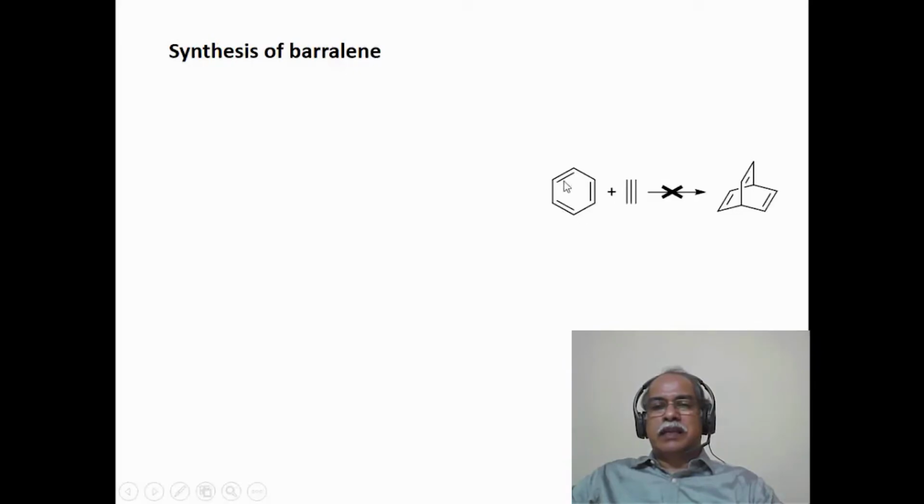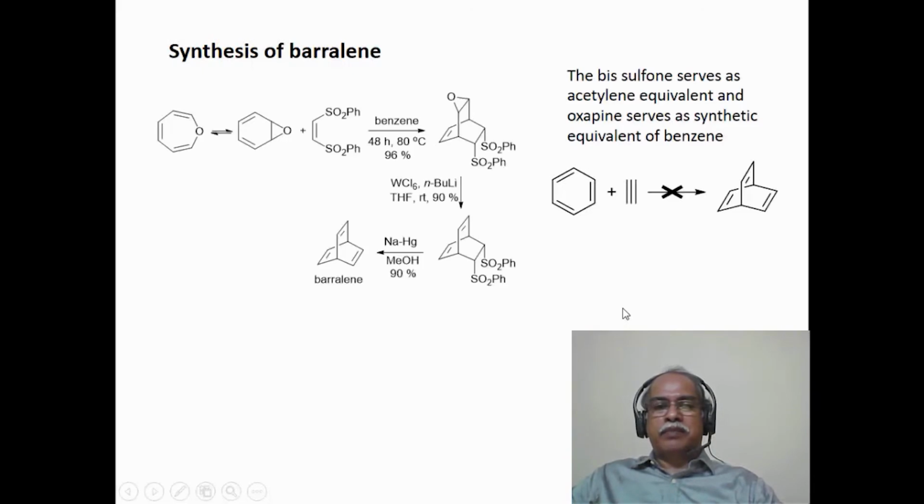Of course, benzene does not undergo Diels Alder reaction readily, and neither does acetylene. Both of them are very inert compounds, and they don't undergo Diels Alder reaction between themselves to produce barrelene. So, how do we produce barrelene? In an indirect manner, as shown in this particular scheme.